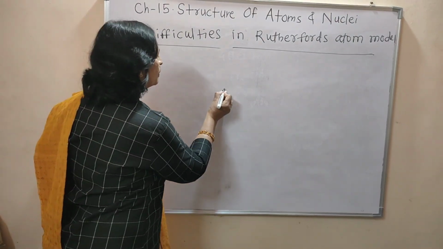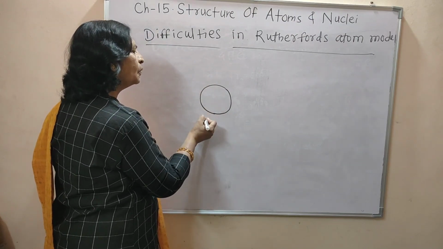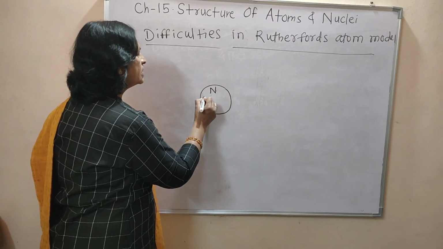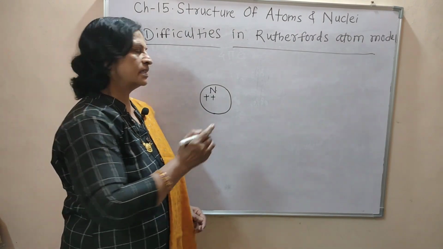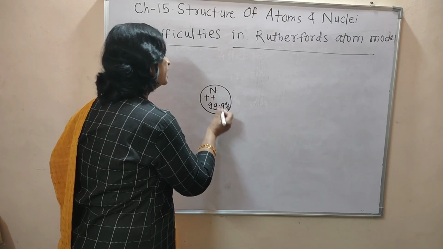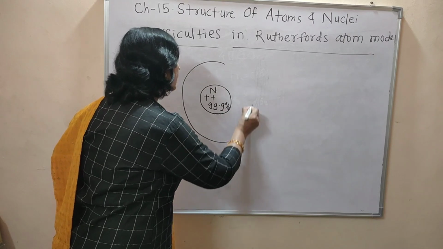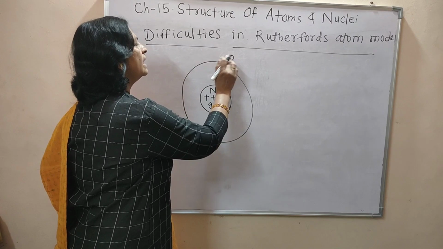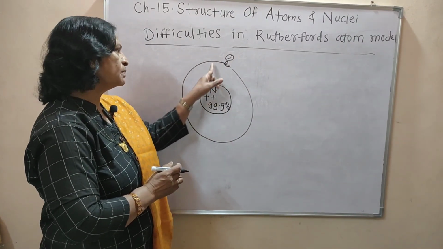In Rutherford's atomic model, the central core of an atom is the nucleus. In that nucleus, all the positive charge is situated, and most of the mass, 99.9% of the mass, is concentrated in that nucleus. Electrons revolve around the nucleus, and most of the space is empty space.